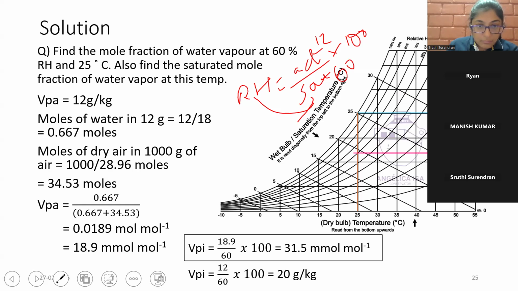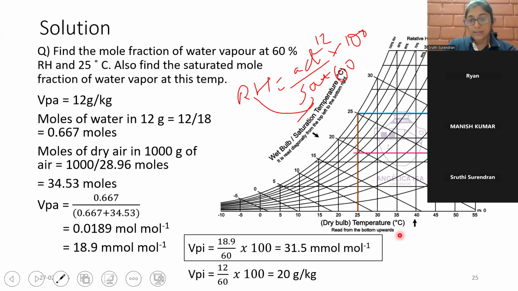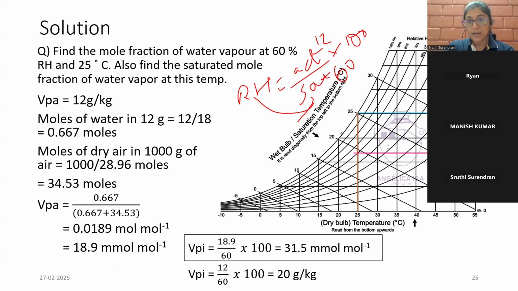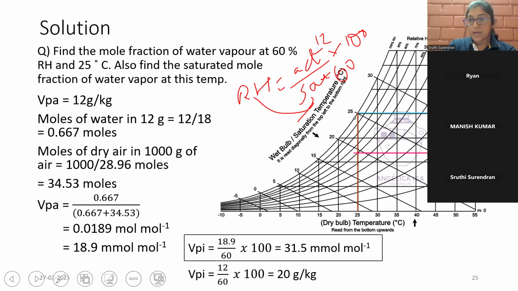Yes, correct. So the answer is correct. When you get it in millimoles, you will get this answer. When you get it in grams per kilogram, you will get 20. And if you cross verify it with the chart, if you see the point where it intersects the 100% relative humidity, you can see that it is at 20 grams per kilogram of dry air.